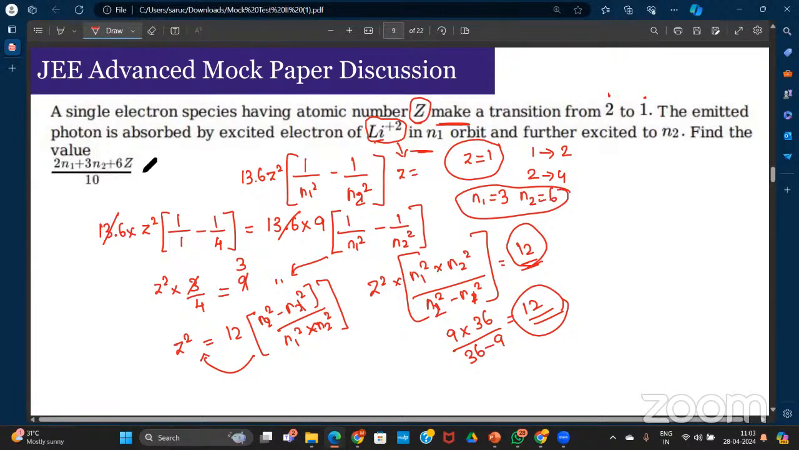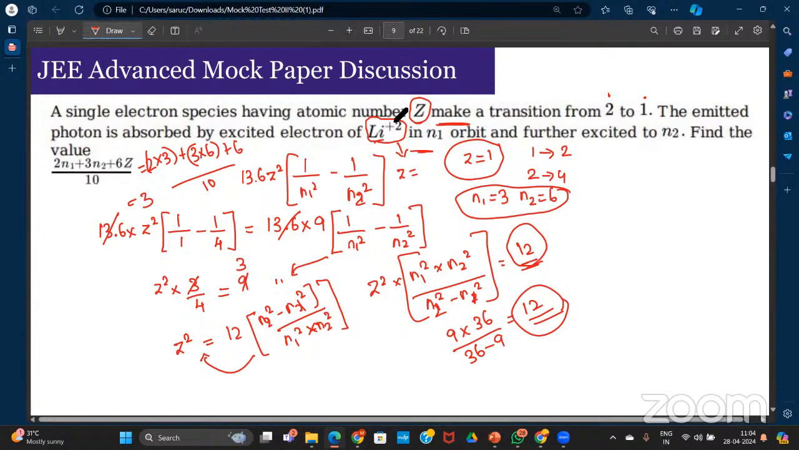Now use this over here. So 2 times n1, 3, plus 3 into 6 plus 6, by 10. Okay, so your answer would be equal to 3. You just have to assume, put in values, and see.